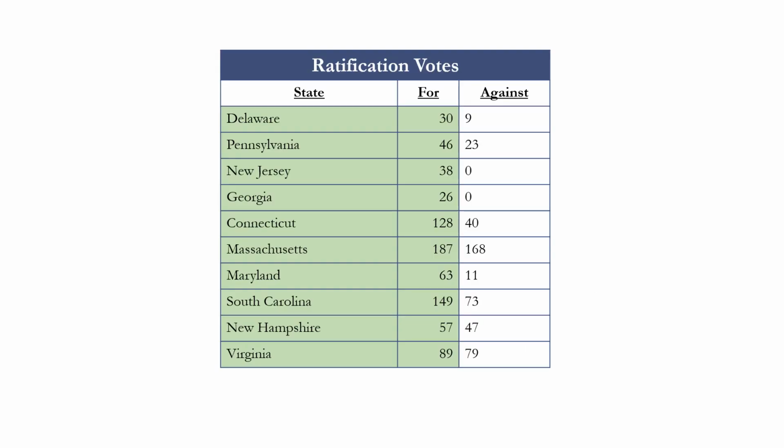As it turns out, the authors were right to be concerned. Despite the fact that 10 states had already voted in favor of the Constitution before New York held its ratifying convention, the vote in New York ended up being extremely close. 30 yeses and 27 noes. Without the Federalist Papers, it might have gone the other way.